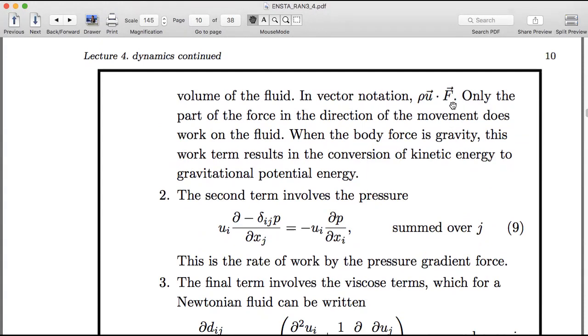Of course, if our body force is gravity, then there's only one component to worry about, and that's vertical displacements. It's only for vertical displacements that gravity is doing work. If I push this along here, I'm not doing work against gravity. There's some resistance, but it's because there's friction on the table.